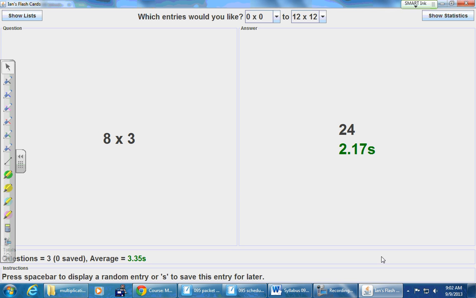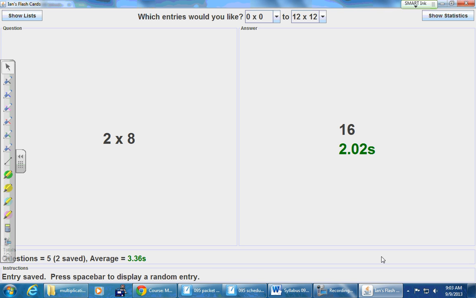Oh, I made a mistake. So how do you tell the program you made a mistake? Well, down here at the bottom it says hit the letter S to save this entry for later. So I'm going to hit the S, and it's going to tell me that that entry was saved. And now I'm going to keep going. I'll do 2 more here. 12 times 5, that's 60. And then 1 more, 2 times 8, 14. Oh, I got that one wrong too. I know how to save it, so I hit the S.